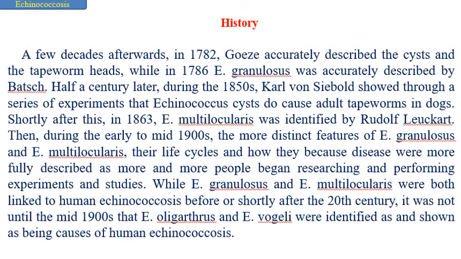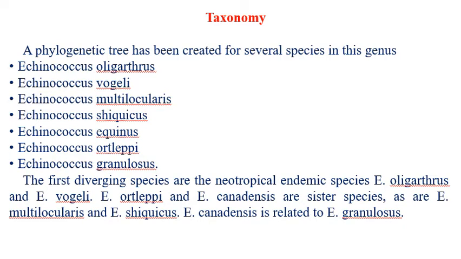Taxonomy: a phylogenetic tree has been created for several species in this genus: Echinococcus oligarthrus, Echinococcus vogeli, Echinococcus multilocularis, Echinococcus shiquicus, Echinococcus equinus, Echinococcus ortleppi, and Echinococcus granulosus. The first diverging species are the neotropical endemic species Echinococcus oligarthrus and Echinococcus vogeli. Echinococcus ortleppi and Echinococcus canadensis are sister species, as are Echinococcus multilocularis and Echinococcus shiquicus, and Echinococcus canadensis is related to Echinococcus granulosus.